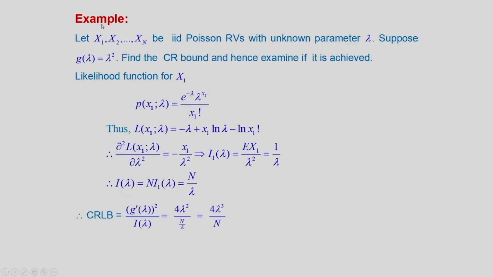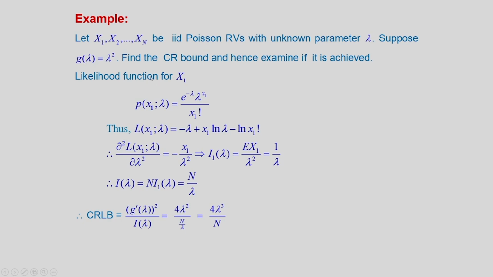We will consider one example. Let x1, x2 up to xn be IID Poisson random variables with unknown parameter lambda. Suppose g(lambda) is equal to lambda square. Find the Cramer bound for the unbiased estimator of g(lambda) and hence examine if it is achieved.